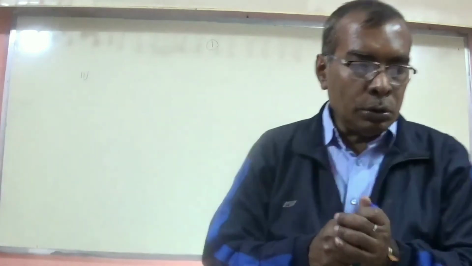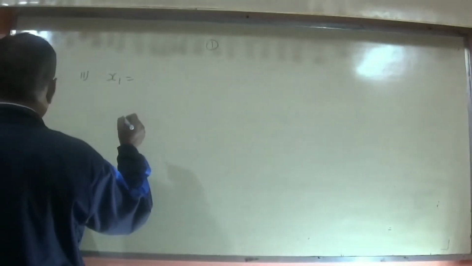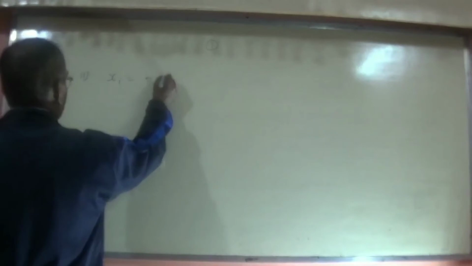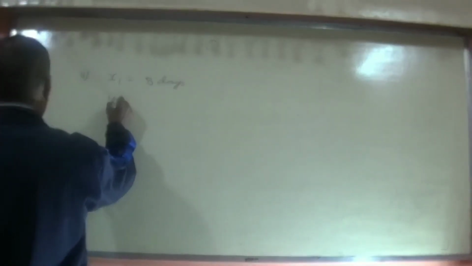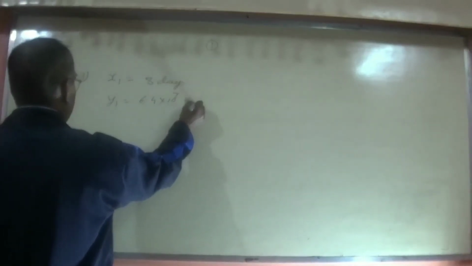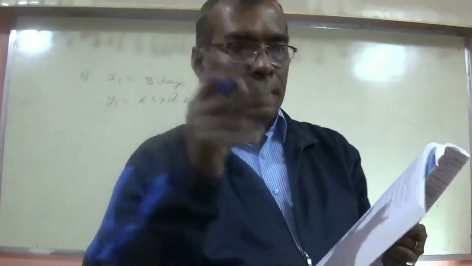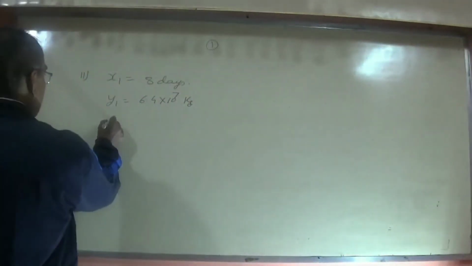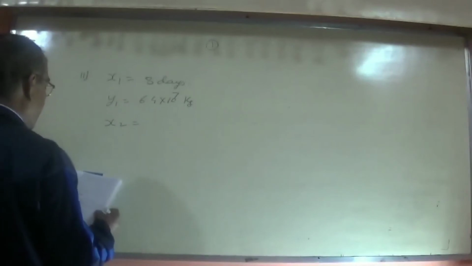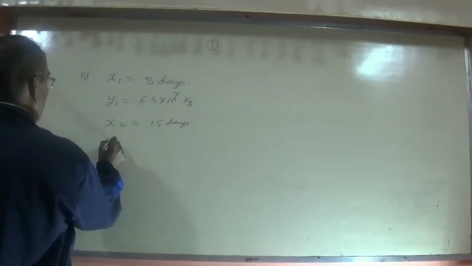So what you have to do? You have to first write the data: x1, y1, x2, y2. So x1, the first number of days, is given as 8 days. And the quantity of dust, y1, is given as 6.4 into 10 to the power 7 kilogram. See, this is in scientific form. Scientific form means after one digit, the decimal should come. I have told you that already. And x2, the number of days, is given as 15 days. And how much dust will accumulate on earth in 15 days, we do not know. You have to find that.